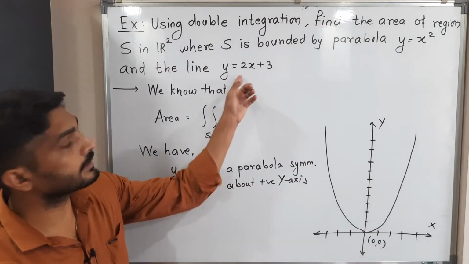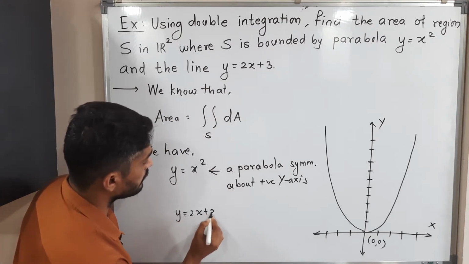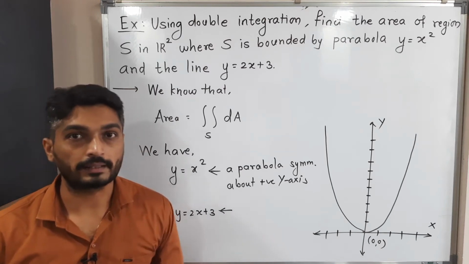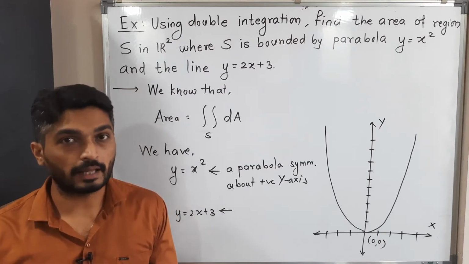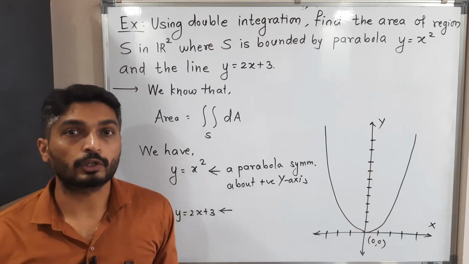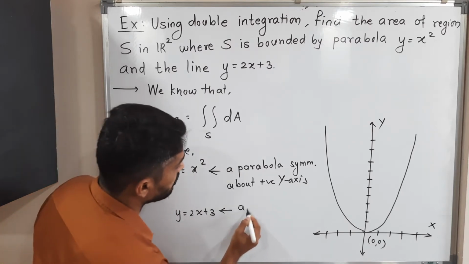Let us consider the second curve. Y is equal to 2x plus 3. Here the power of x is 1, the power of y is also 1, that means it represents a line. Getting? How to find the line? We need to find any 2 points on a line, so by joining them we get the required line. Okay, so let me mention a line.